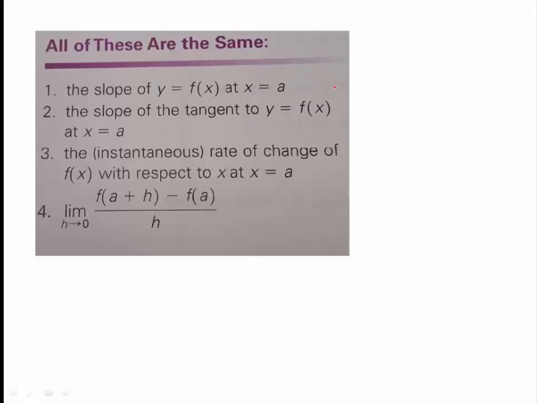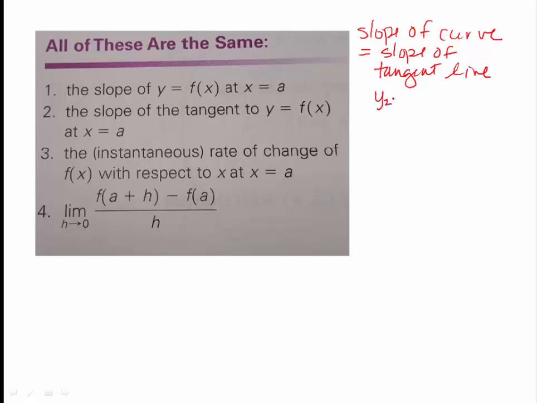So let's talk about why all of these are the same. We just showed that if we're trying to find the slope of a curve, which could be any kind of function here, we're just going to find the tangent line. So slope of a curve means slope of your tangent line. And so what we did is we either drew the tangent line and found the slope, or we calculated the slope like normal, y2 minus y1 over x2 minus x1.